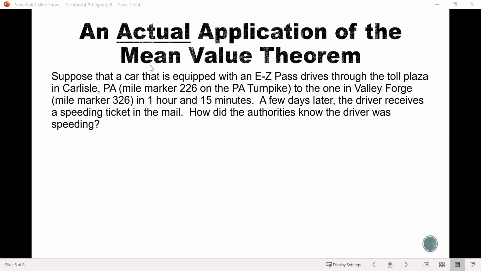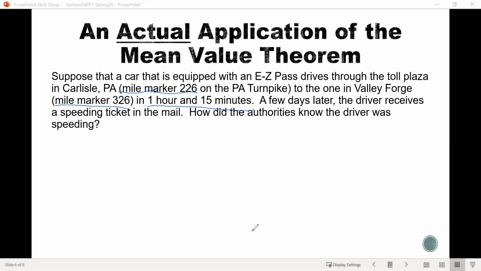Suppose that a car is equipped with an E-ZPass, and some of you may have some of those on your car here in Washington. Sometimes you use those to go across, or I guess we call them Good To Go, but we use them to go across the Narrows Bridge. So let's say that a car drives through a toll plaza in Carlisle, Pennsylvania, which is at mile marker 226 on the Pennsylvania Turnpike, to the one in Valley Forge, which is at mile marker 326, and that takes 1 hour and 15 minutes. A few days later, the driver receives a speeding ticket in the mail, and the question is, how did the authorities know the driver was speeding?